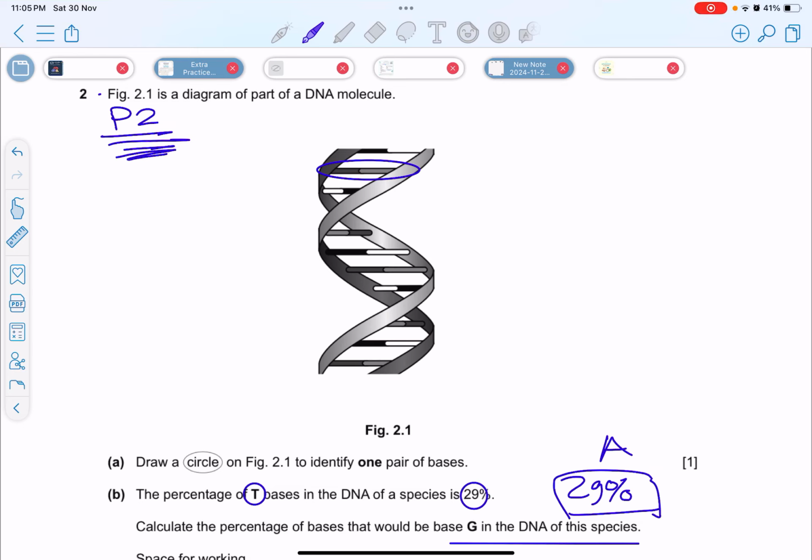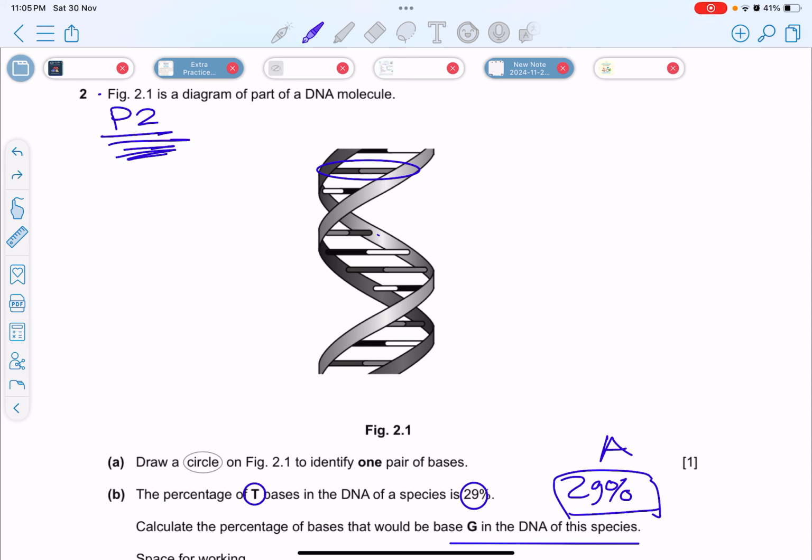Here, question 2. Figure 2.1 is a diagram of part of a DNA molecule. Draw a circle on Figure 2.1 to identify one pair of bases. It can be this one, it can be this one, it can be any visible pair, like a line in which the two nitrogenous bases are shown to be bound to each other. So you can draw a circle around any one of them. I chose to draw the circle here, which is okay.